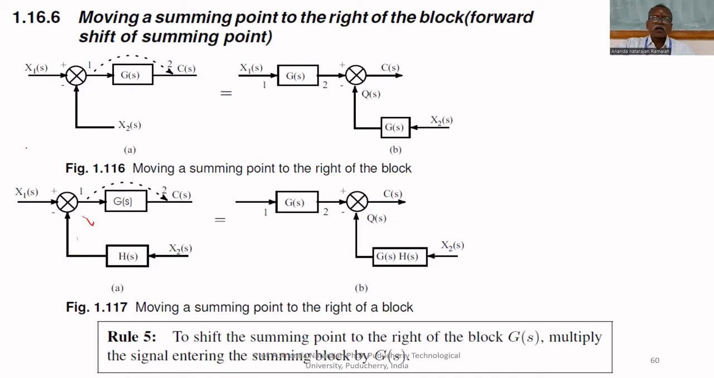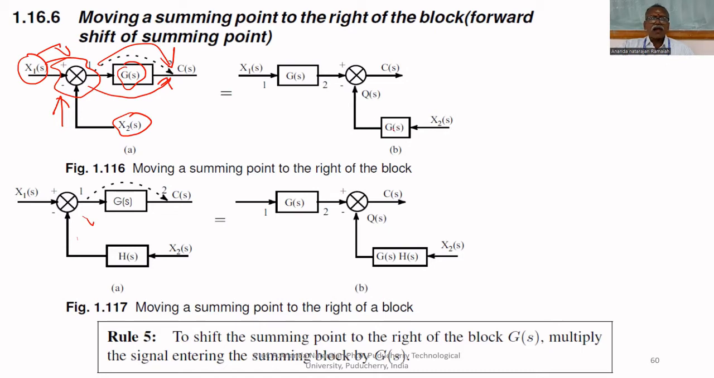Suppose you want to shift the summing point forward, ahead of the block G of S. Then only you can simplify. But here, the X1 signal is coming in, X1 as well as X2 both are summed up. Then it is amplified. If you shift this point from here to here, what will happen?